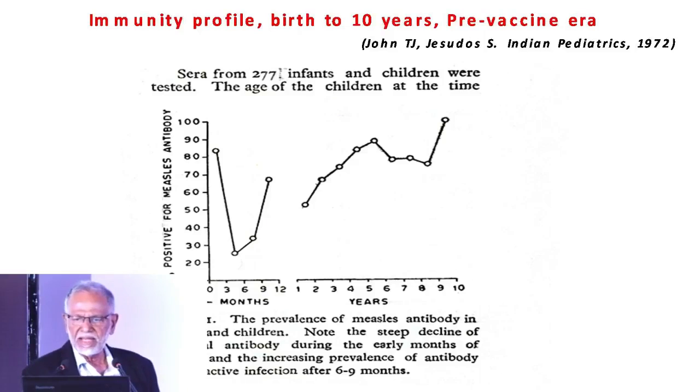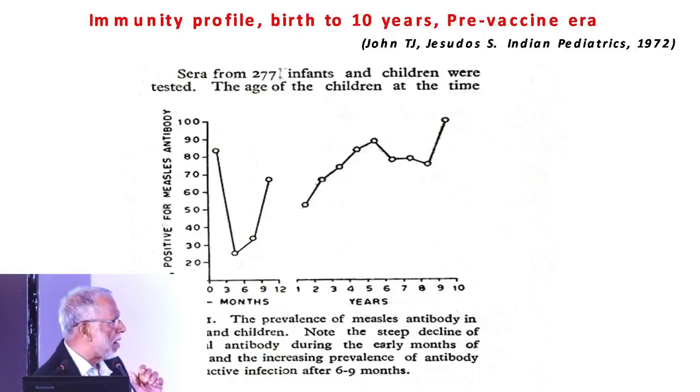Immunity profile, birth to 10 years in 1972, maternal antibody not 100%, it should have been 100%. So there is some waning of the antibody to undetectable level, rapid decline of the maternal antibody, and then before it reaches the bottom, infection already has started. And if you look at this, it is almost like a straight line of acquisition of infection and antibody response. The steep climb is from about 9 months and it reaches 100% by 10 years. Remember that.